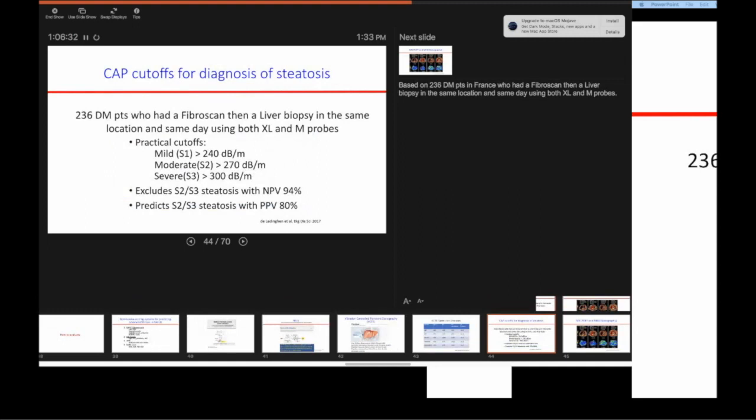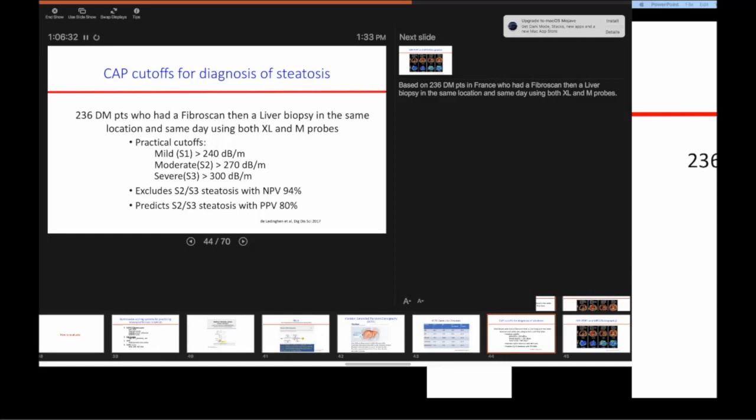And then this is probably the nicest study that I've seen looking at the CAP and CAP cutoffs. It was a French study where they had a bunch of diabetics who were going to get liver biopsies. They did a FibroScan, marked the spot, and did the liver biopsy the same day in the same area. They compared them, and they found some different cutoffs here. I'll put the practical cutoffs from the study that we're using here at Sinai. So greater than 240, greater than 270, and greater than 300 for the different degrees of steatosis. But it's not perfect by no means.